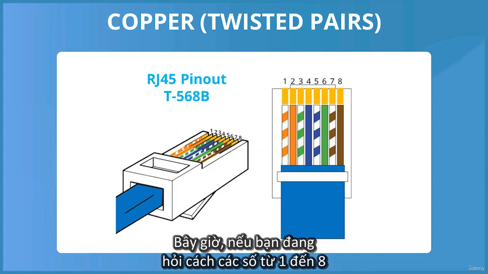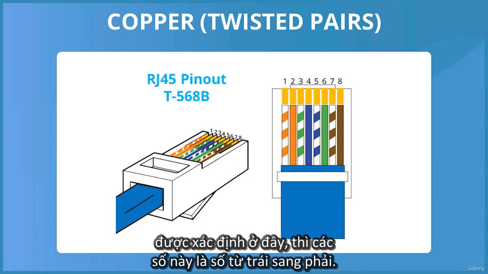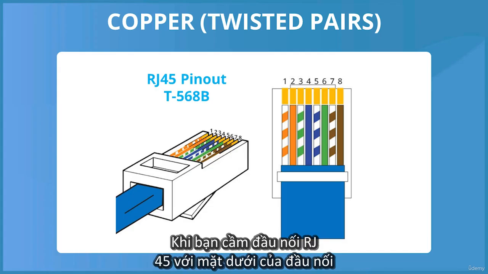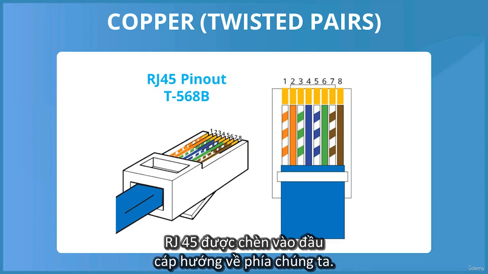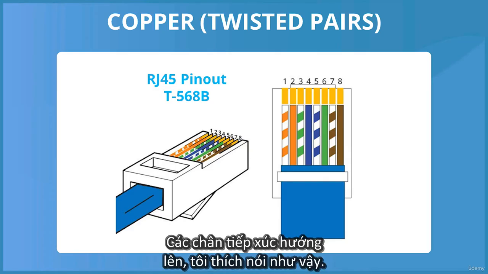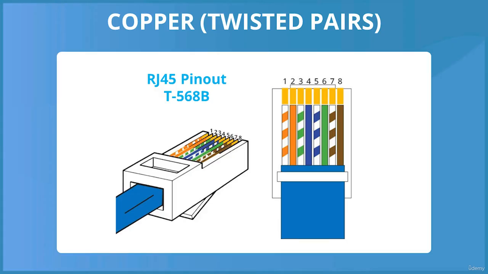Now, if you're asking how the numbers from 1 to 8 are determined here, well, these numbers are counted from left to right when you hold the RJ45 connector with the underside of the connector, the end that gets inserted into the cable, facing us. Contacts up, I like to say.